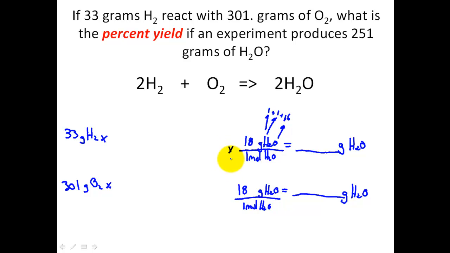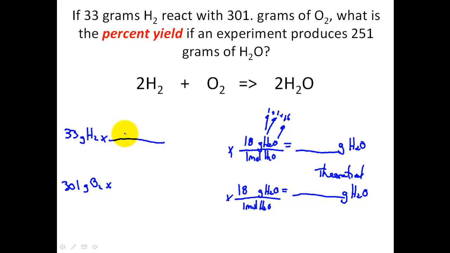Alright guys, we're ready to rock and roll on the problem here. The ending set, I want to find out in theory, this is my theoretical amount of H2O that I'm going to produce given my two reactants. One of these is my limiting reactant. We're going to find out which one it is. Once you find out which limiting reactant I have, then I'll know what theoretical yield I will use.